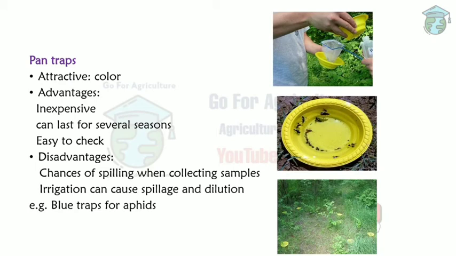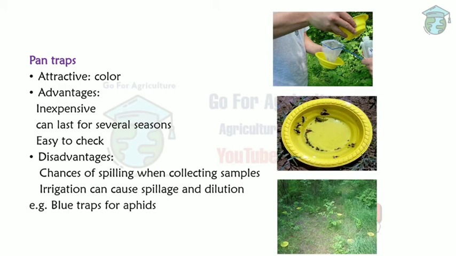We'll use a pan kind of thing, and we'll pour in some water or chemicals, it can be insecticide, so that the color attracts the insects, and these insects slip into the water or the chemicals and eventually die.